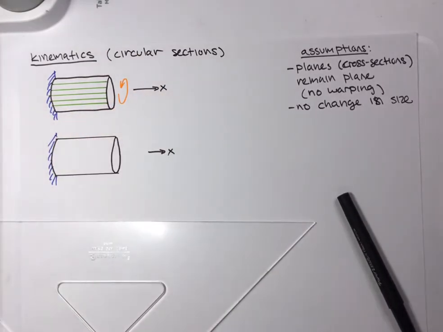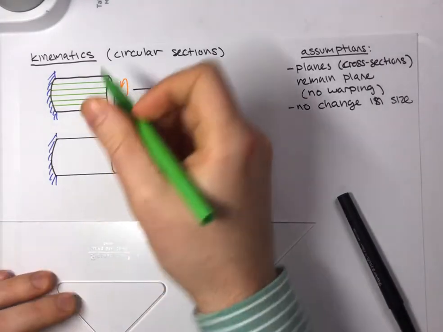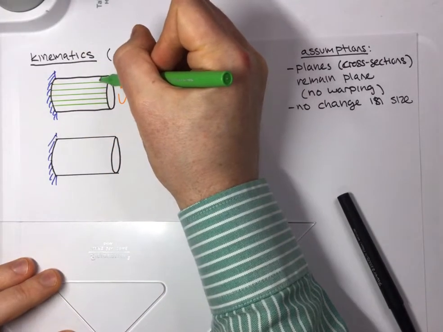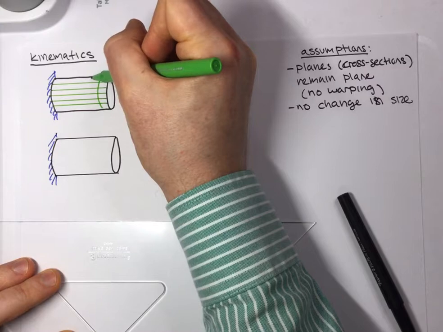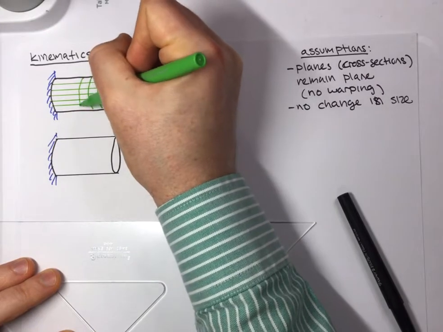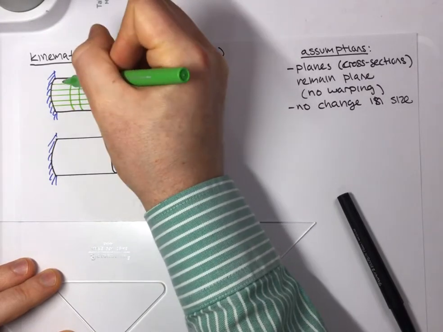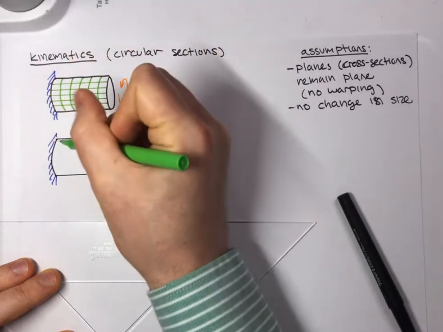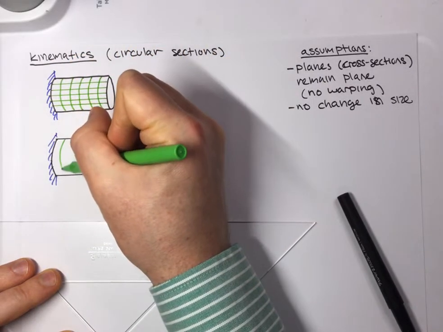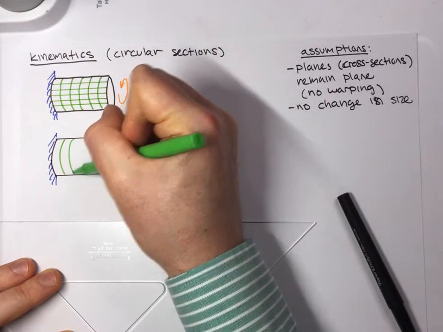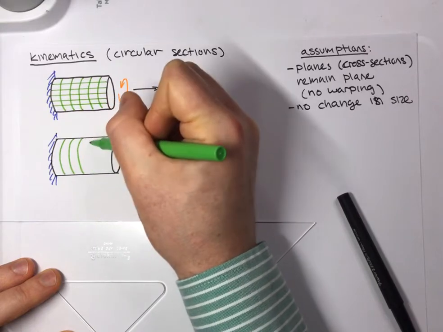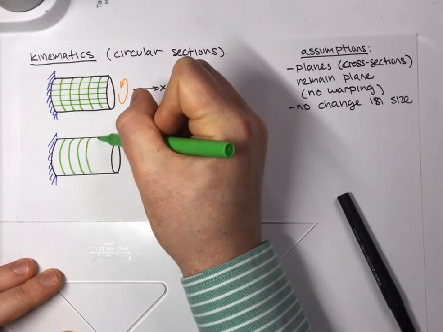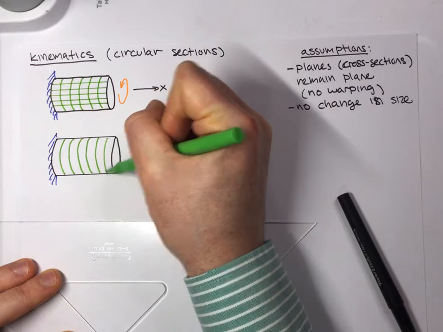But now, instead of having lines that are, I guess I should finish this drawing first. Let's draw our sections. So we said our sections are going to remain plane. So we're still going to have those same lines. Nothing's going to change about them. So we'll draw those on first, because nothing changes there.